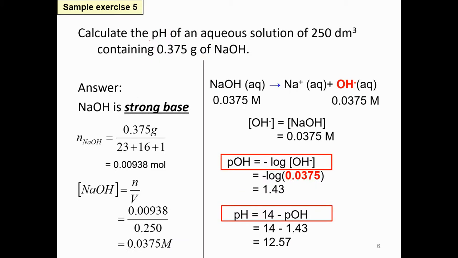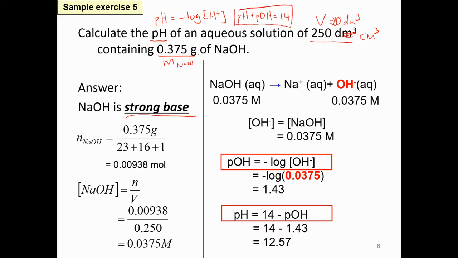Okay, another question: calculate the pH of an aqueous solution of volume 250 dm cube, and this is the mass of NaOH given. So this one should be only cm cube, it's not dm cube. Sodium hydroxide is a strong base. If we want to find pH, that means we must know negative log H+. And we also know that pH plus pOH equals 14.